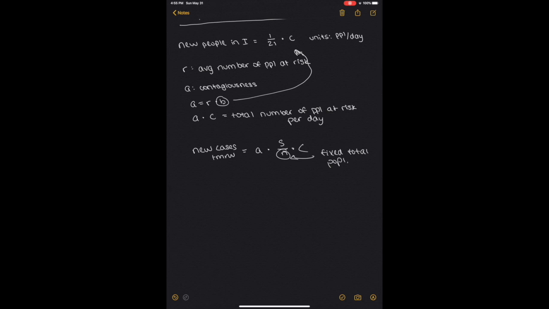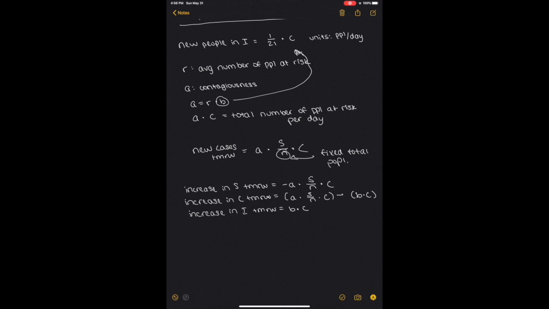Now we can start making equations to model change in our categories. So an increase in S tomorrow can be given by negative A times S over N times C. An increase in C tomorrow can be given by A times S over N times C minus B times C. And an increase in I tomorrow can be given by B times C.